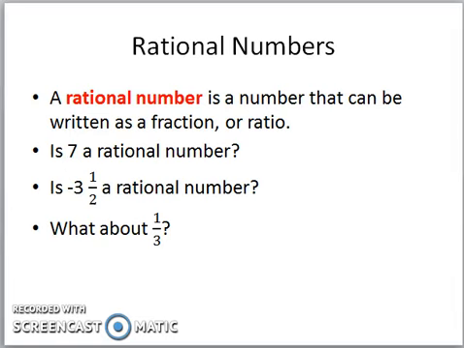Well, what about 1/3? Is that a rational number? Well, yes, it's a fraction. It's a special kind of fraction that's actually going to repeat forever, because if we think about 1/3 as a decimal, it's going to be 0.333 repeating forever. But since we can write 1/3 as a fraction, it is a rational number.